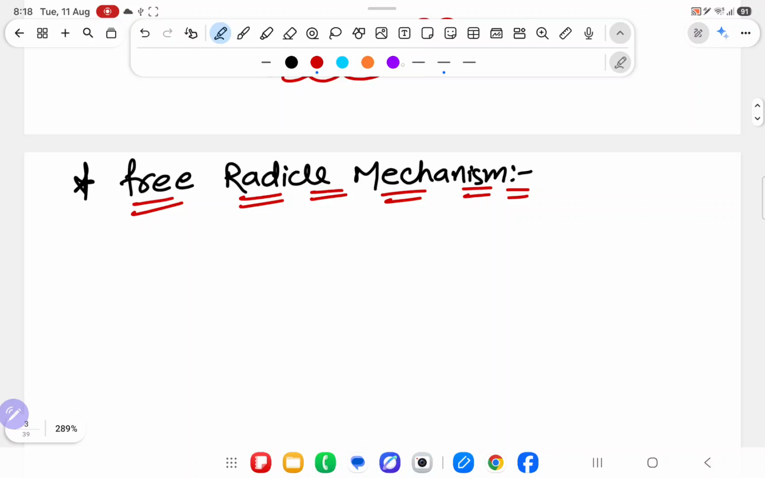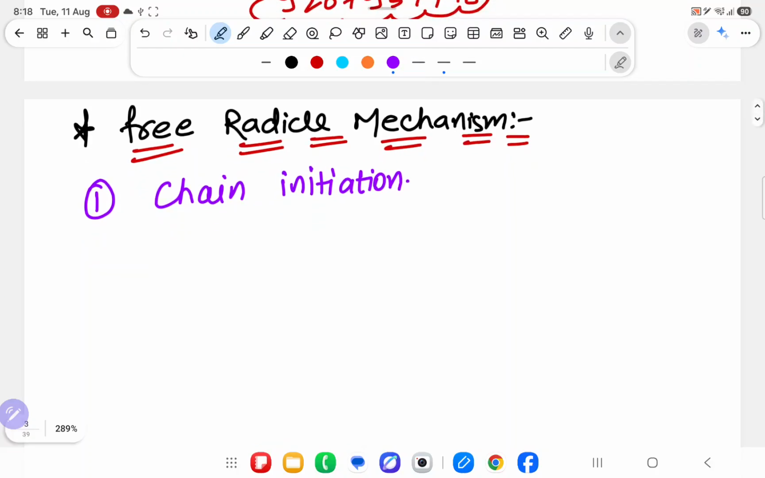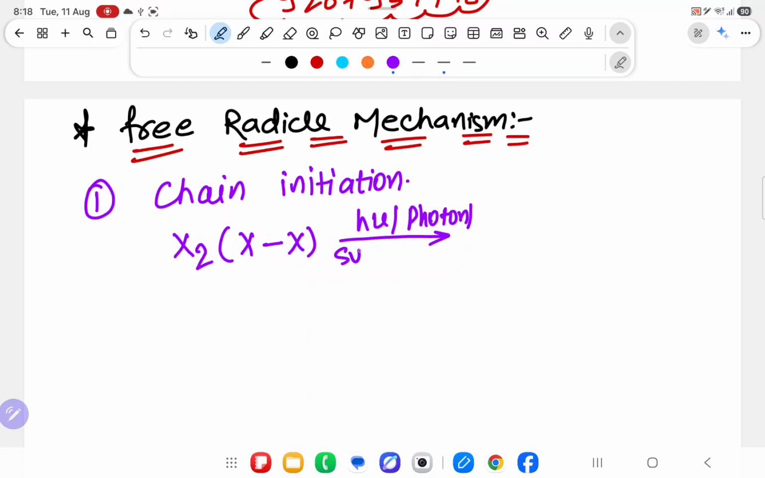Now, free radical mechanism happens in 3 steps. First step is known as chain initiation. What happens in the case of chain initiation? You have to take any X2. X2 will be like X and X, and you have to show them sunlight, h nu, photon or sunlight. It is not that you have to do all this reaction in sunlight only. You have to just show one light to chlorine, bromine or iodine. It will do homolytic cleavage.